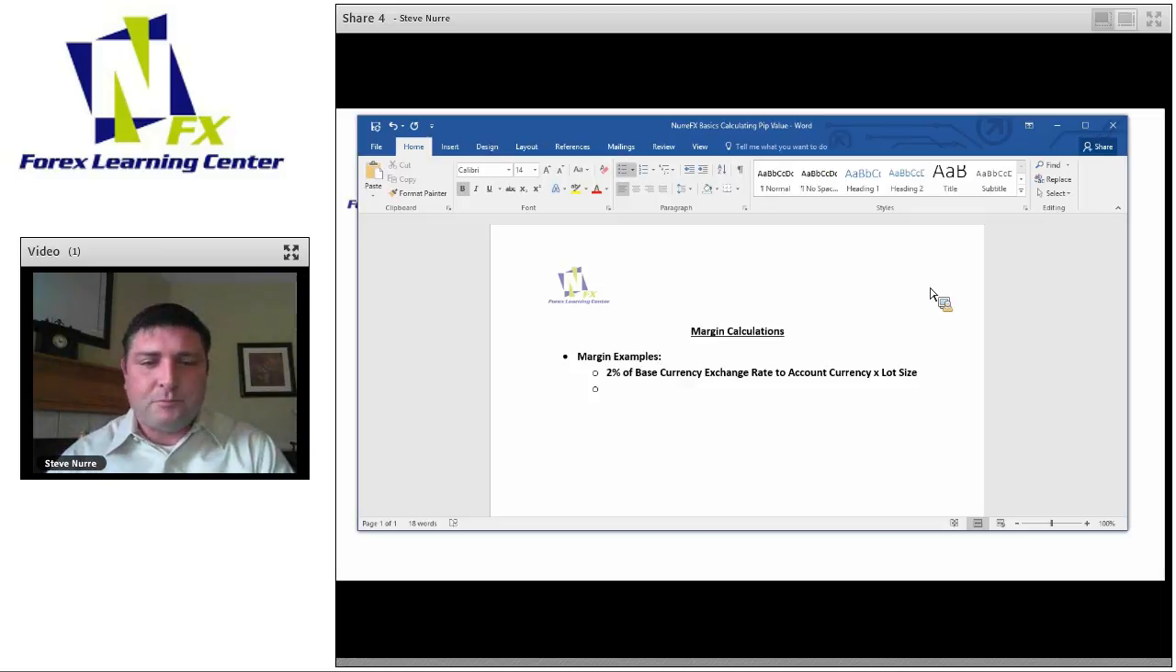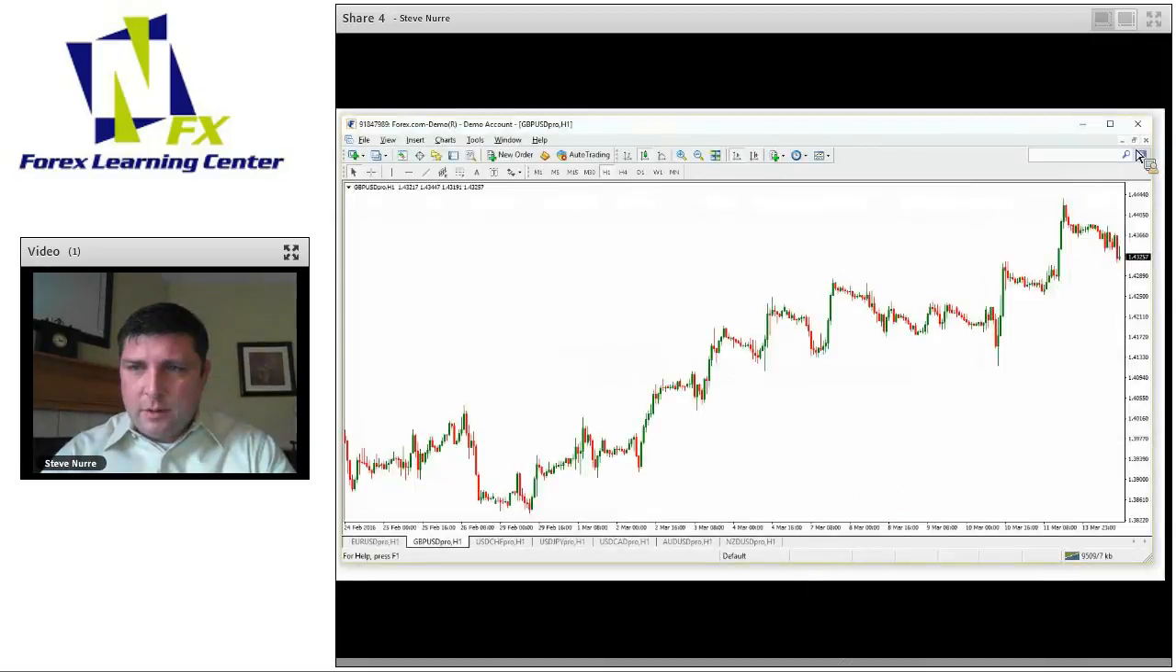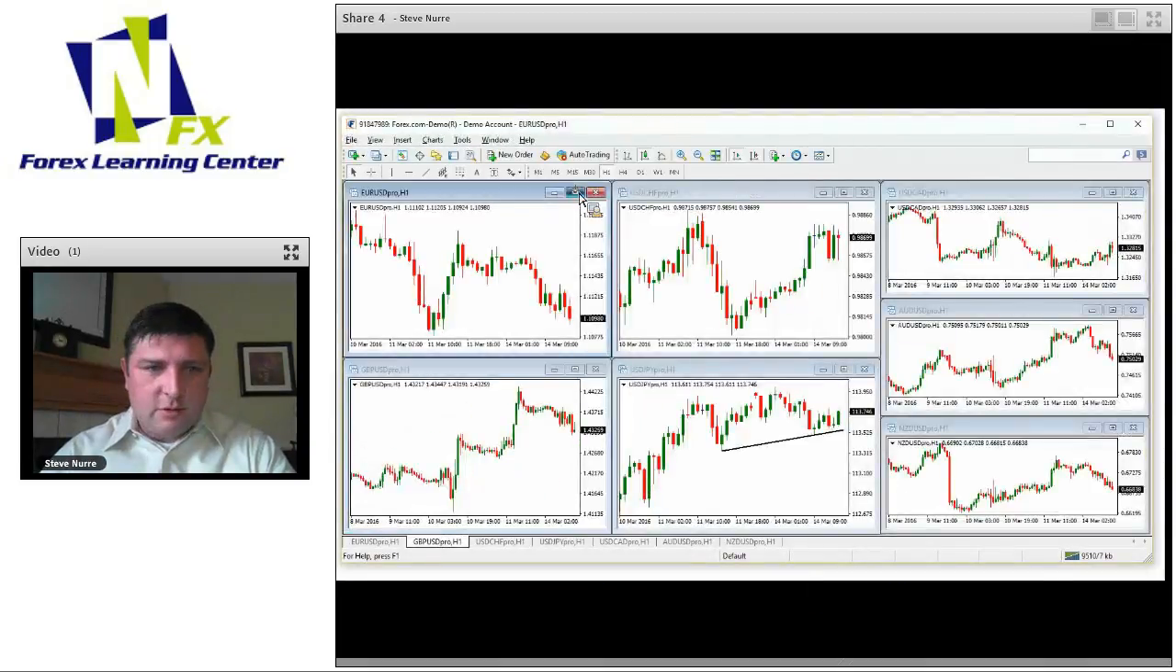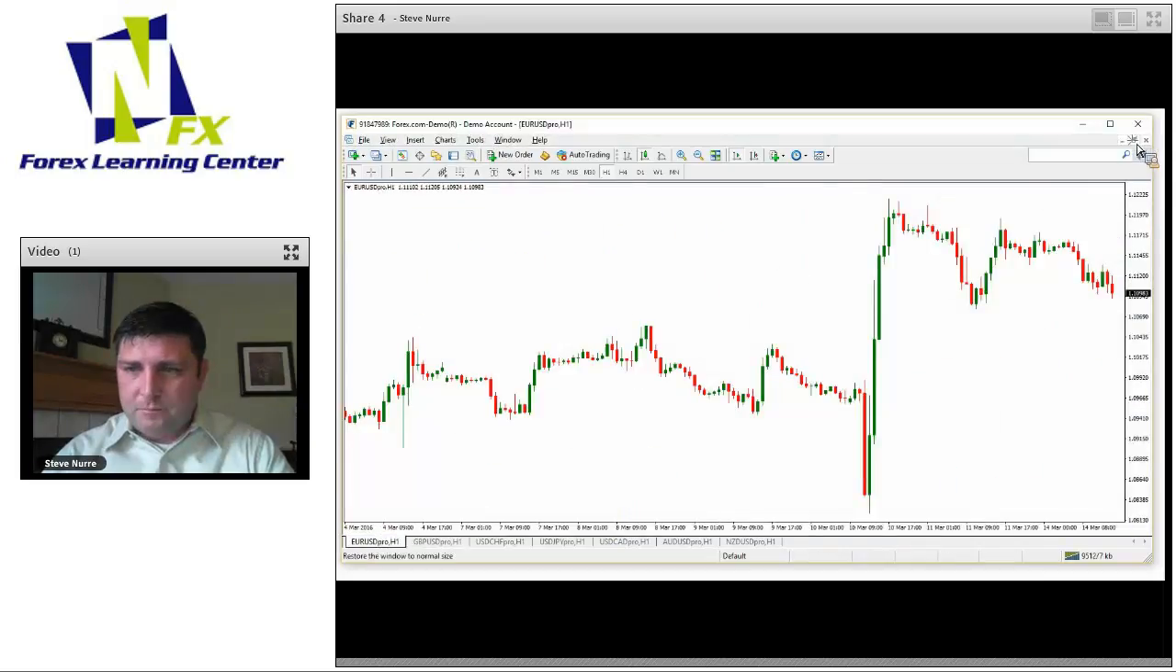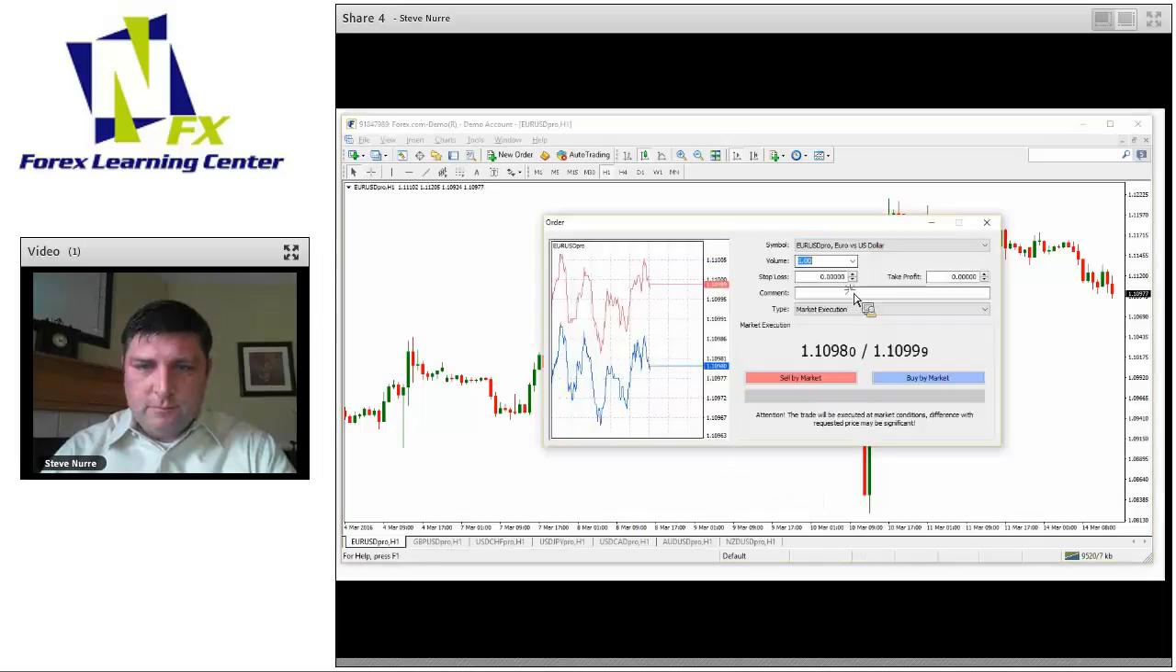So remember, as far as margin goes, it's 2% of your base currency exchange rate to the account currency. So I'm in US dollars times the lot size. So let's switch over here into our MetaTrader platform. And here, since we have dealt so much with the Euro US dollar, we'll go in and we will do a single lot. In this case, we will put in a new order. We'll do one standard lot.